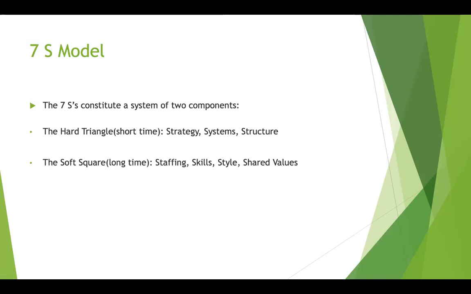The first one is the hard triangle. There are three factors, but it can be achieved in a very short time. They are the strategies, systems, and the structures. For example, you can change the strategy very quickly, whether it will be processed successfully or not. And the systems and the structures, like the structures of a company, you want to buy equipment or change the human resources or the department, something like that, it will be very quick. Whatever, you can change it in a very short time.